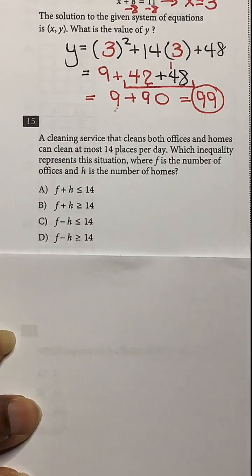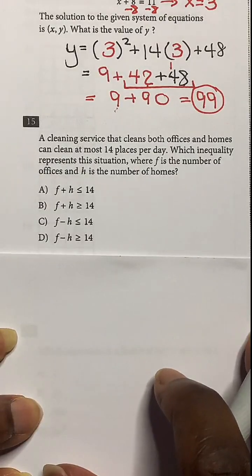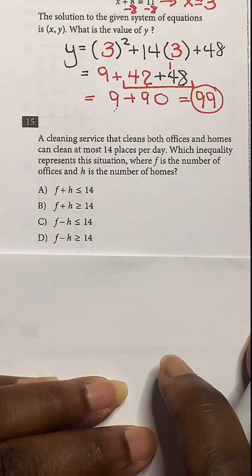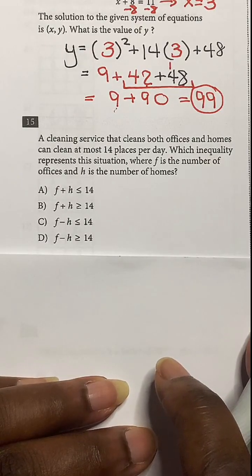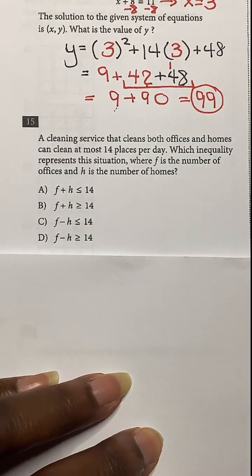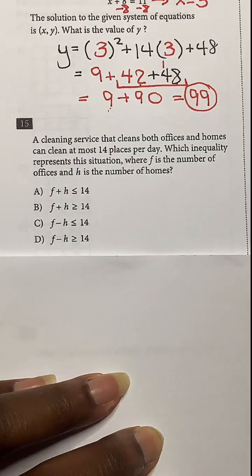All right, looking at number 15. A cleaning service that cleans both offices and homes can clean at most 14 places per day. Which inequality represents the situation where F is the number of offices and H is the number of homes? Okay. Is it A, B, C, or D?